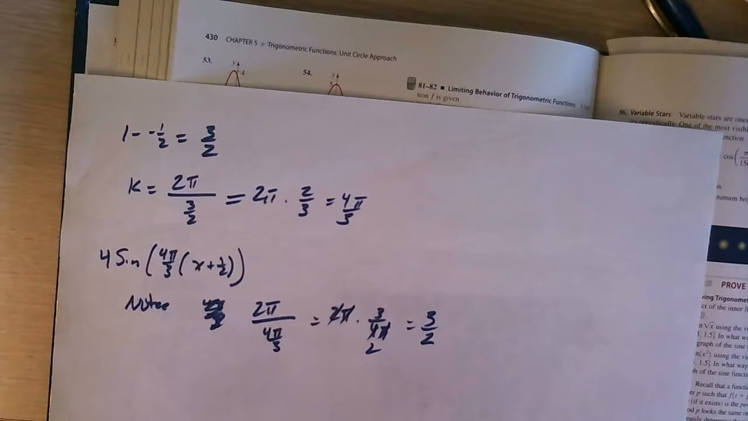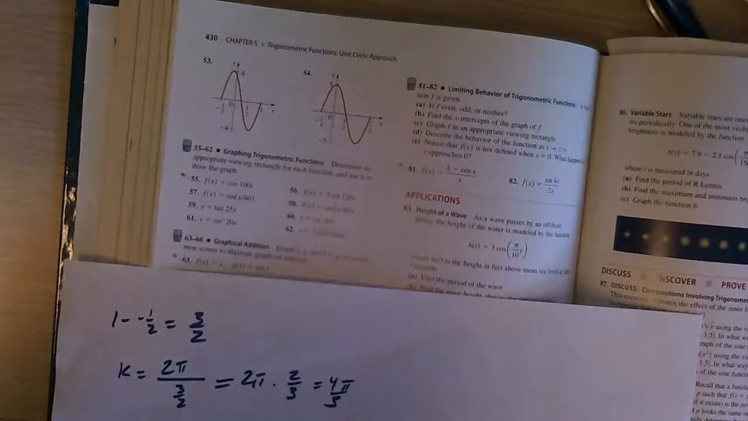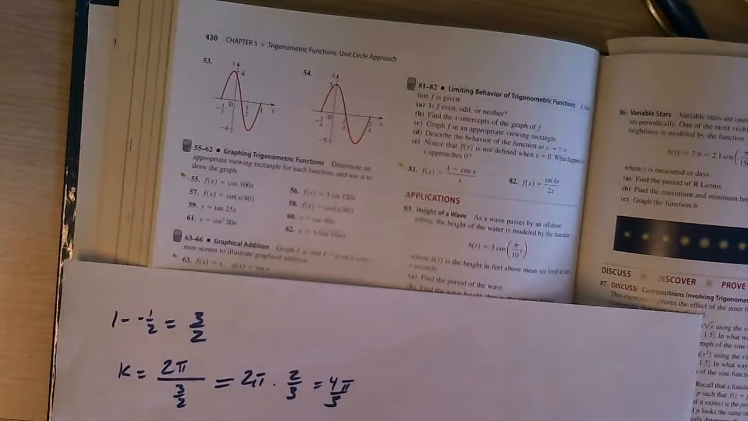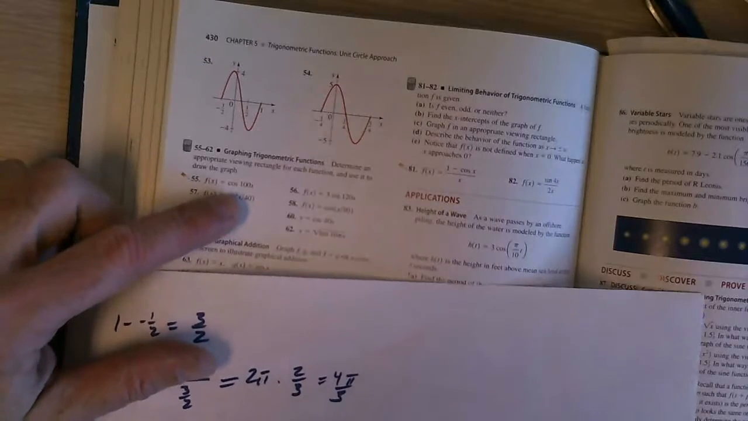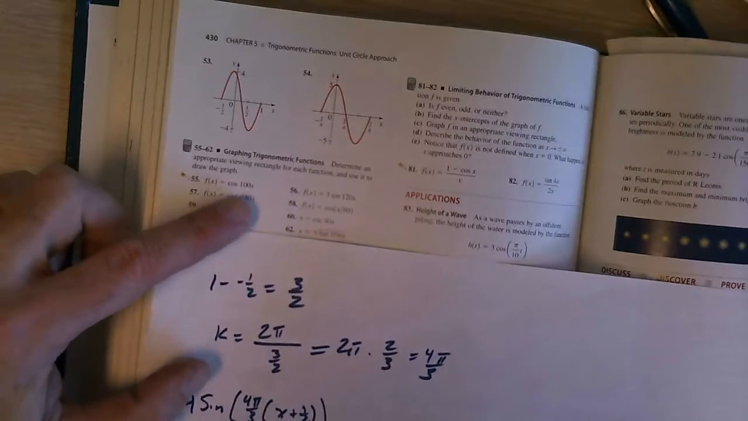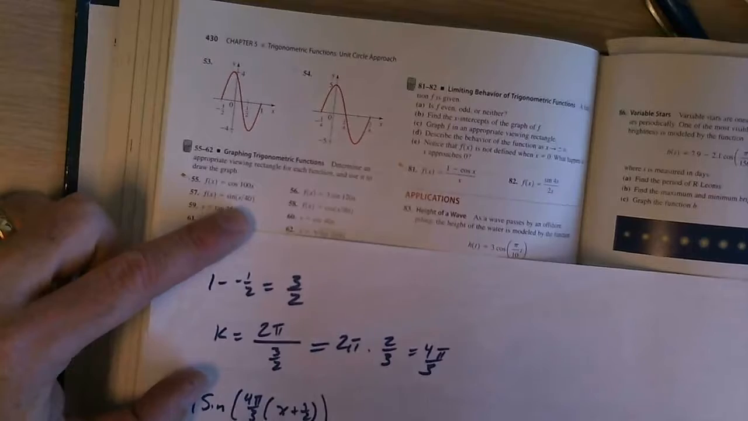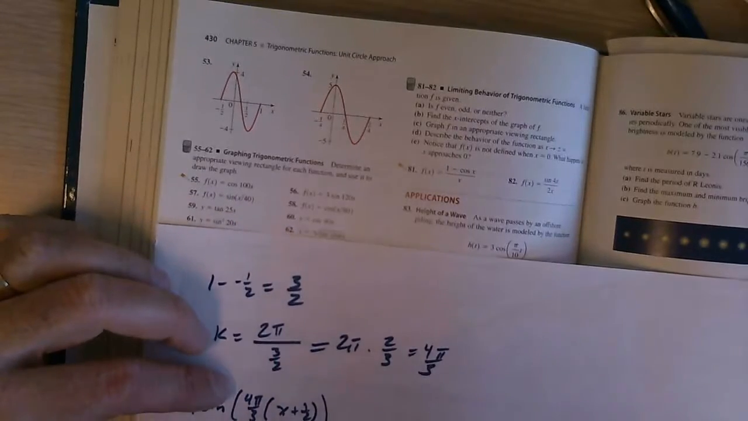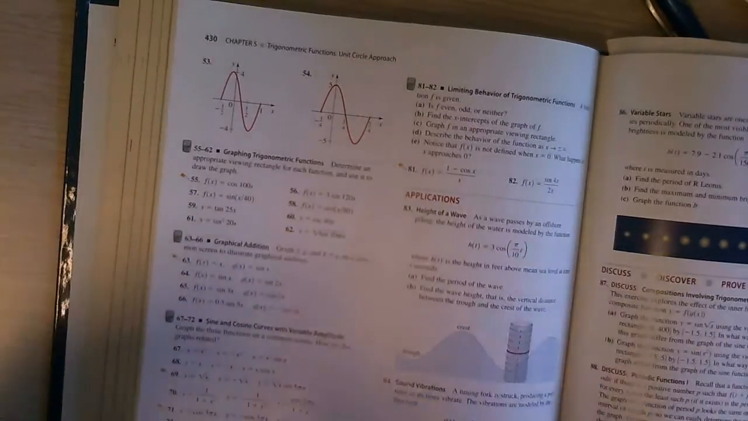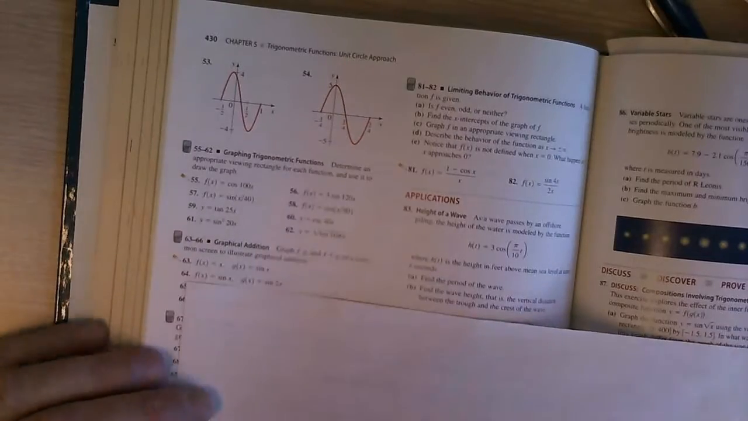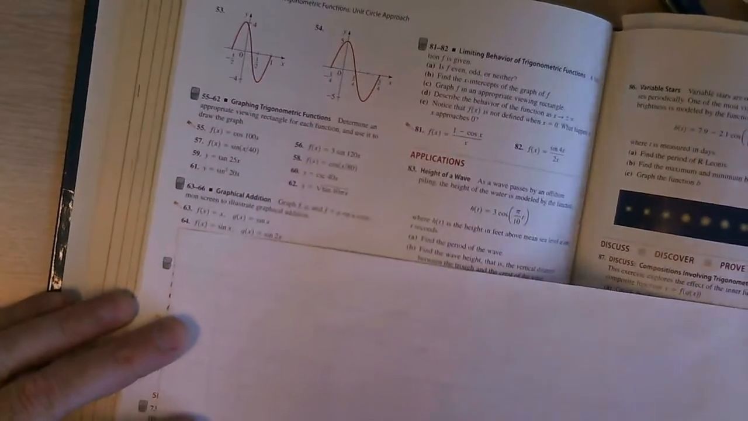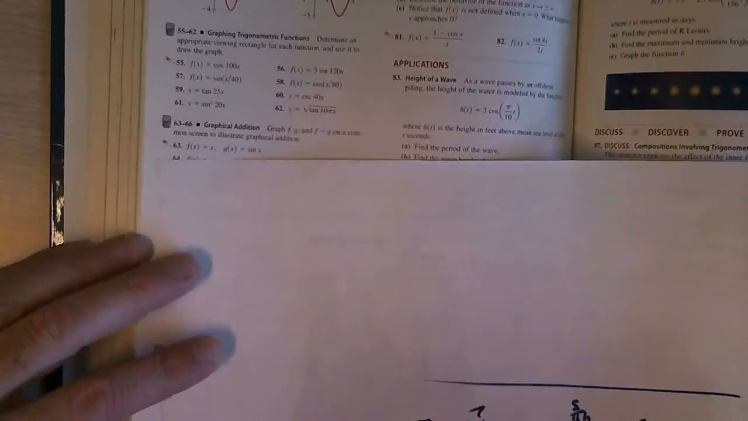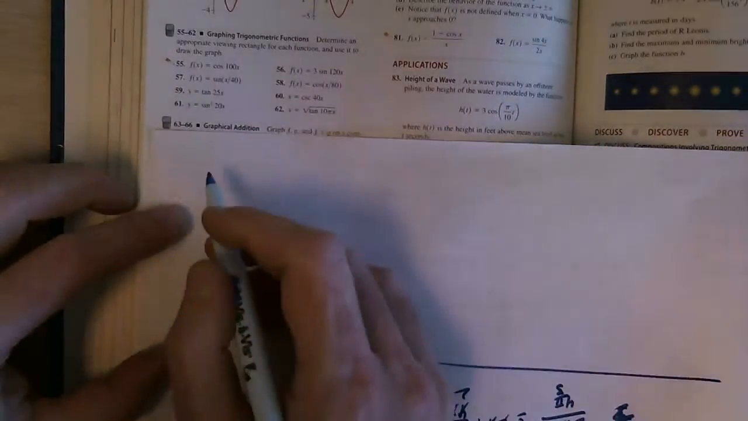You got a couple more that you wanted to look at. Yeah, in 55 to 61 here, they give you some really big numbers or really small numbers, just because they're going to check your looking at the viewing rectangles. So, that first one, cosine of 100x.